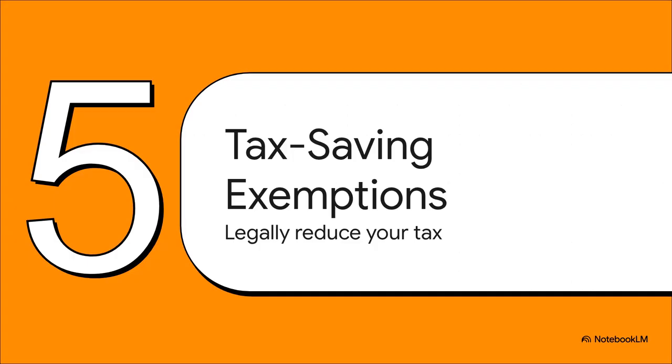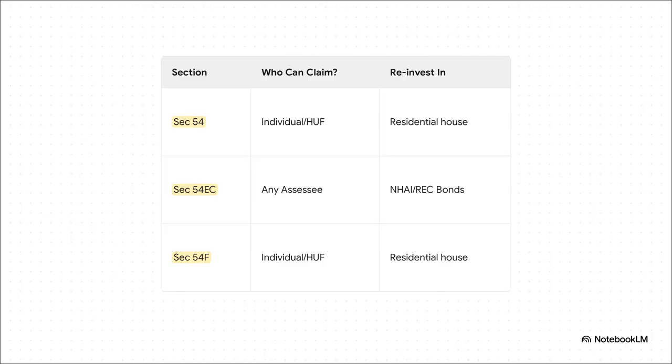Okay, so you've calculated your gain, but don't write that check to the tax department just yet. There's one last crucial step. You might be able to shrink that tax bill or maybe even wipe it out completely by using specific exemptions the law provides. This table gives you a snapshot of some of the most popular exemptions.